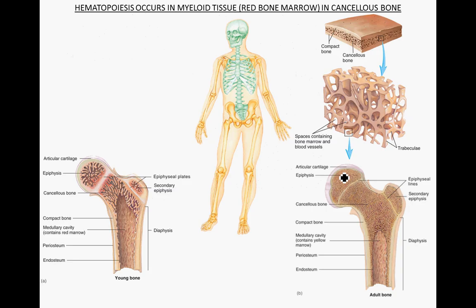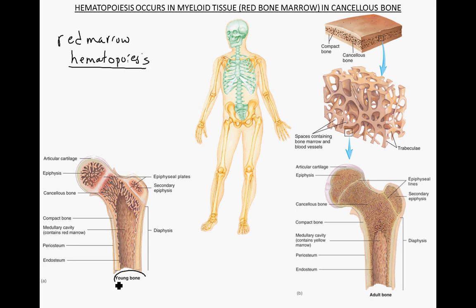In the skeleton is where all blood cells are formed. I keep saying red blood cells. All blood cells are formed in red marrow. Okay, so the red marrow is the site of hematopoiesis. So where is the red marrow?